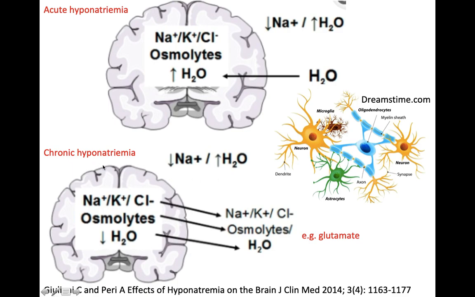If the hyponatremia persists, the brain starts to lower the concentrations of electrolytes in the brain as well, and also secretes osmolytes. One of the osmolytes that gets excreted is glutamate, which is also a neurotransmitter. So the lower level of this excitatory neurotransmitter in the brain explains part of the neurological symptoms in chronic hyponatremia.